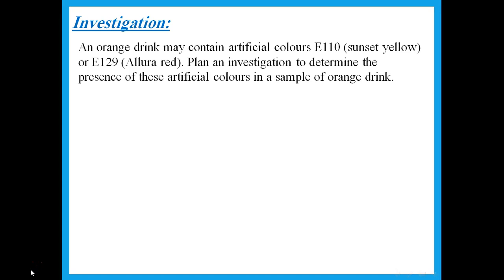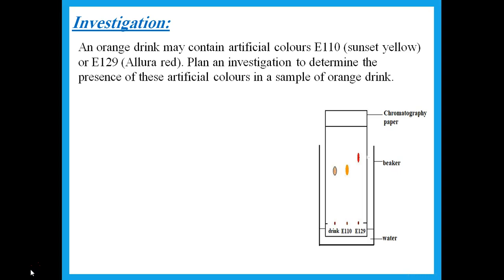Investigation. He says, I have an orange drink. It may contain E110 or E129, which are artificial colors. Plan an investigation to determine the presence of these artificial colors in a sample of orange drink. So I give you an orange drink and I tell you, find out, does it contain E110 or E129? Of course, to do that, you need to put a spot of the drink next to a spot of the E110 and the E129 on a baseline near the bottom of a rectangular chromatography paper.